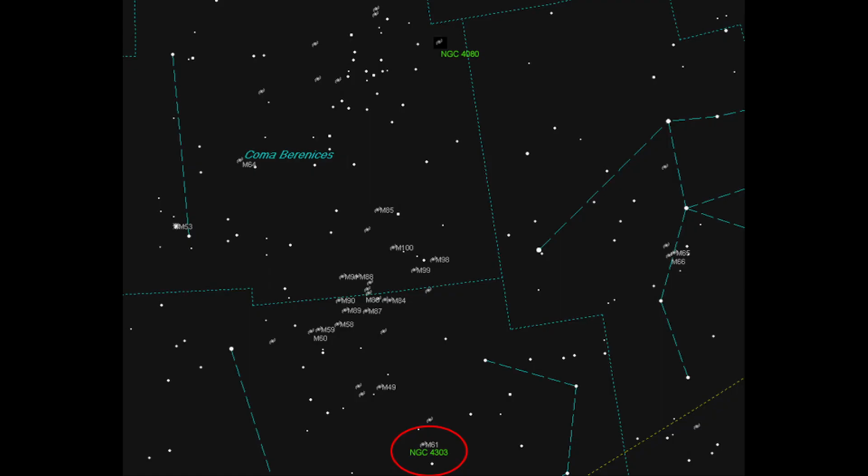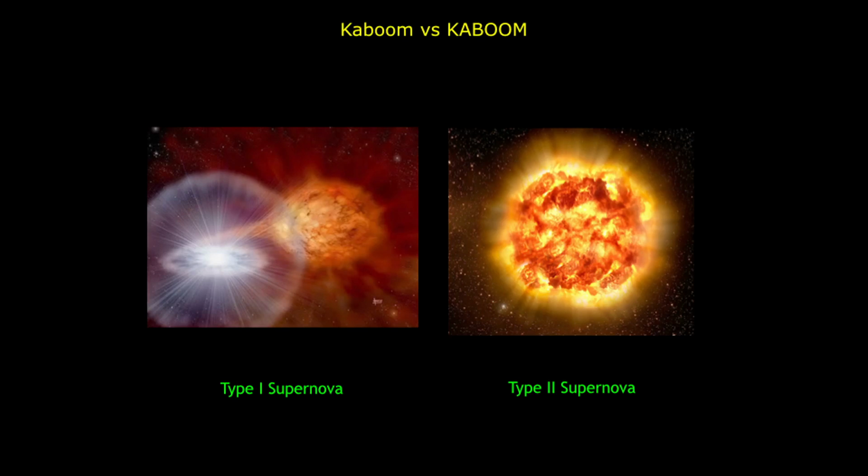As you can see, we have the two galaxies, one top, one bottom. One's in Coma, one's in Virgo. They're in the morning sky, kind of low, but still we have two out there, not too far from each other. And the difference in supernovae is that they come in various varieties.